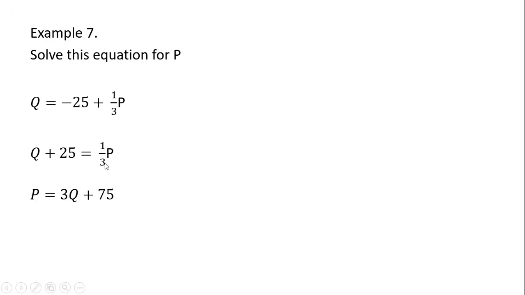Next thing I do here is I'm going to multiply both sides through by 3. So 1/3 times 3 is just 1, so just leaving us with p. Then 3 times q is 3q, and then 3 times 25 is 75.